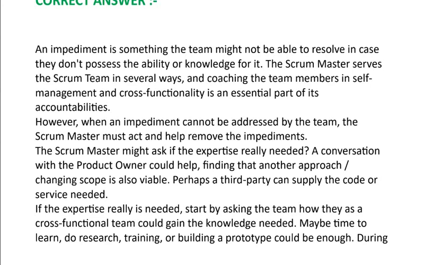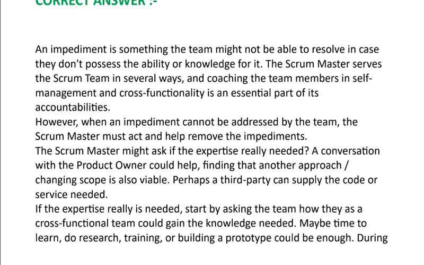The Scrum Master serves the Scrum team in several ways, and coaching the team members in self-management and cross-functionality is an essential part of its accountabilities. However, when an impediment cannot be addressed by the team, the Scrum Master must act and help remove the impediments. The Scrum Master might ask if the expertise is really needed. A conversation with the Product Owner could help, finding that another approach or changing scope is also viable. Perhaps a third party can supply the code or service needed.